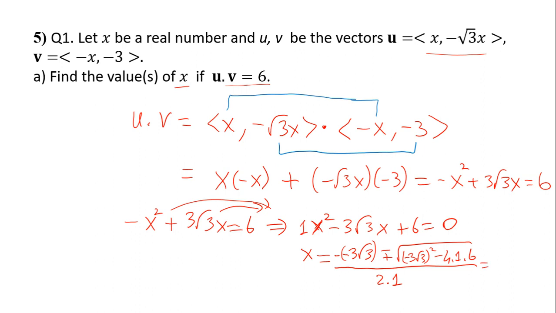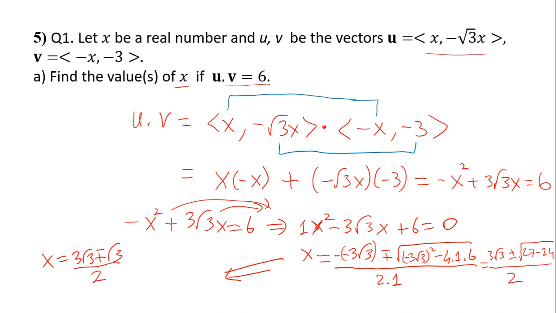And now it will be 3 square root 3, this one will be positive, and then plus or minus the square root of 3 square root 3 squared, which will be 27, minus 24, divided by 2. And we will end up with x equal to 3 square root 3 minus or plus square root 3, divided by 2.